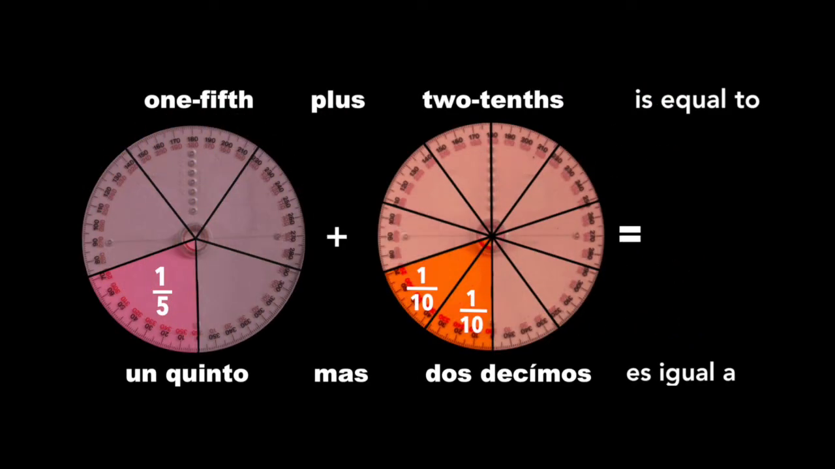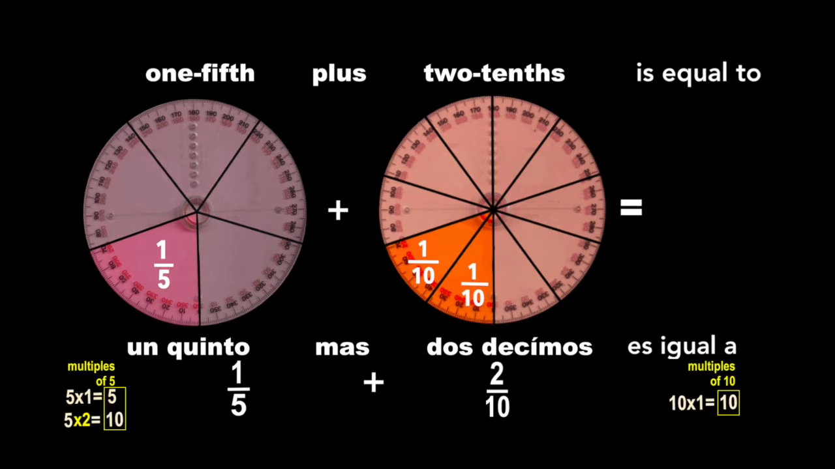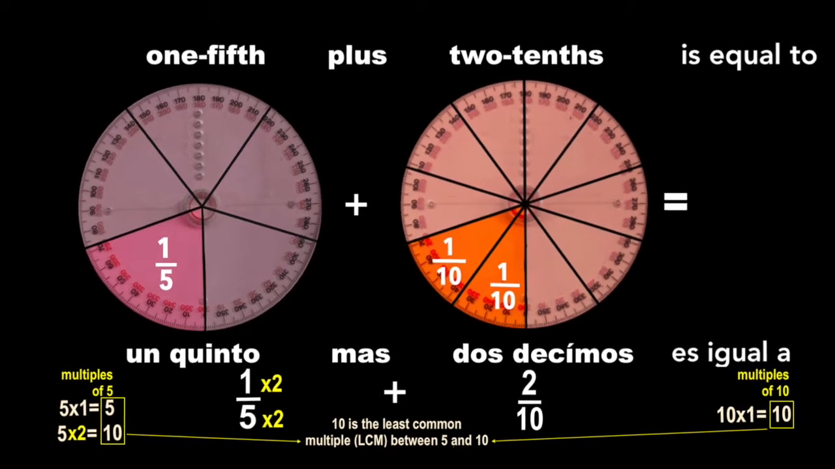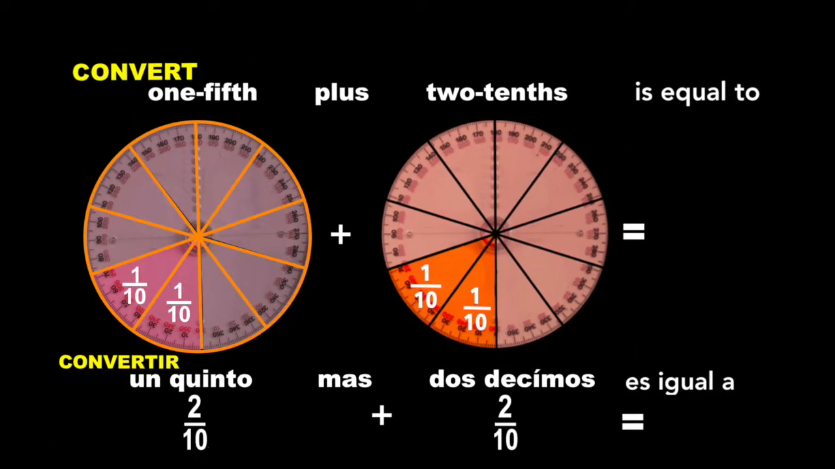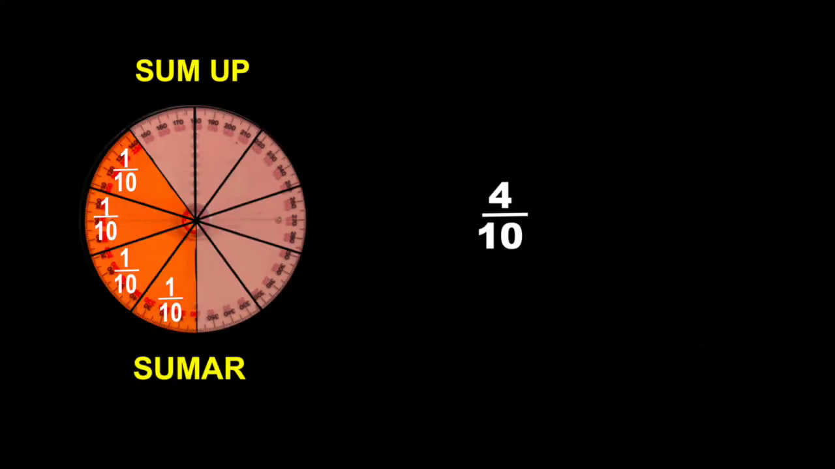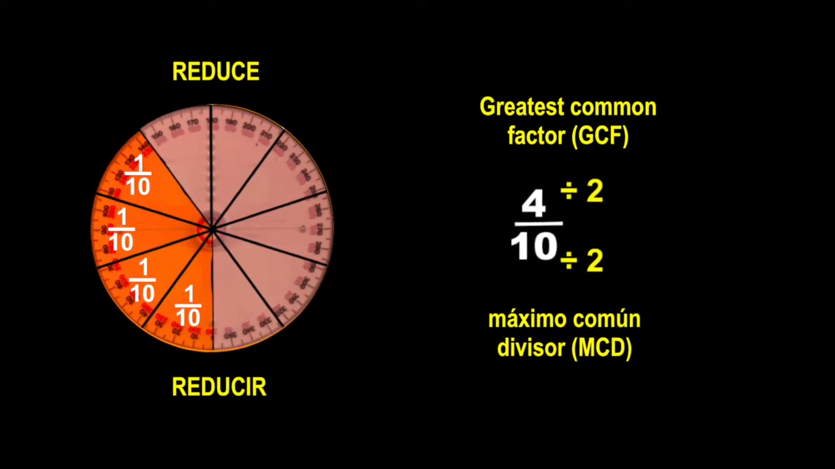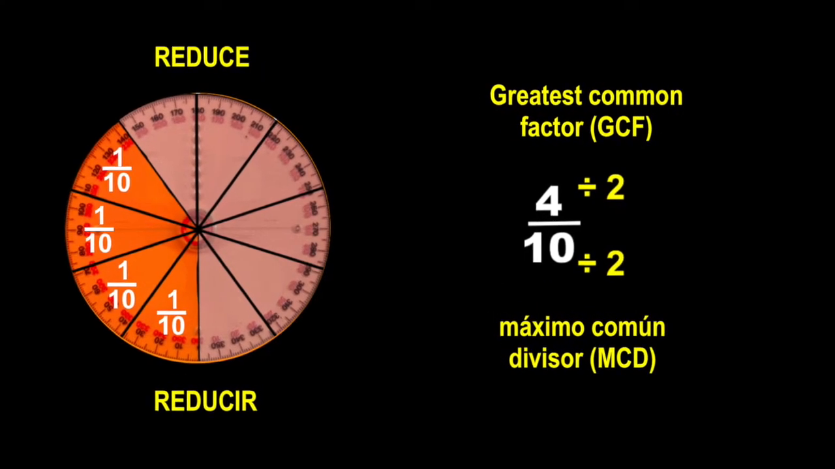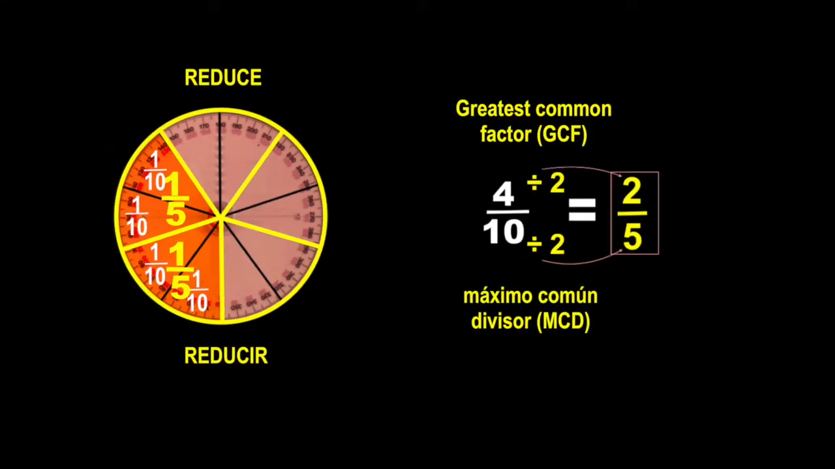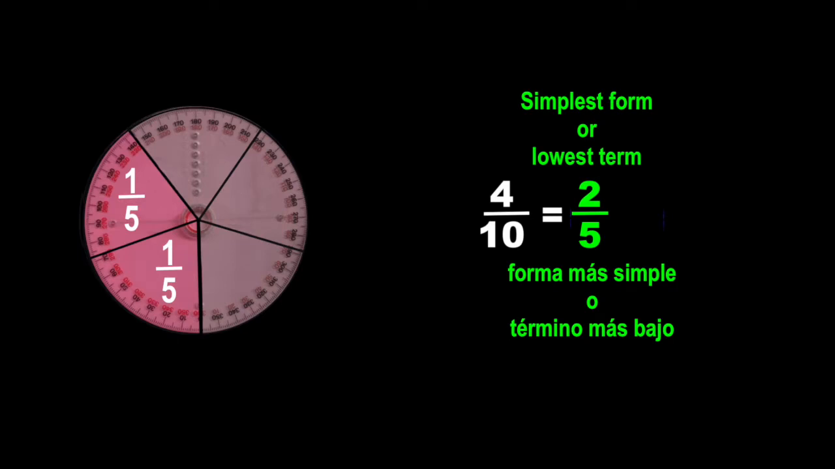1/5 plus 2/10. Find the multiples for denominators 5 and 10. 10 is the least common multiple. Multiply 1/5 by 2/2. 1/5 converts to 2/10. Combine the sum of 4/10. Find the factors of 4 and 10. Reduce by dividing the numerator and denominator by 2/2. 4/10 is equivalent to 2/5, which is in the simplest form.